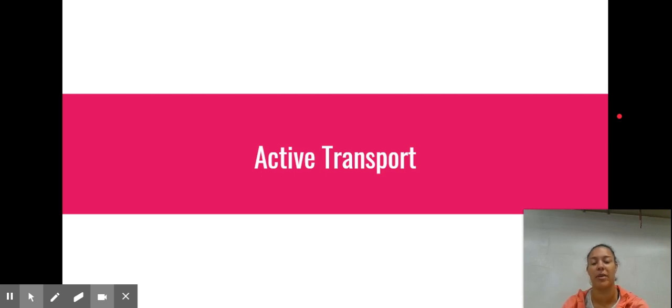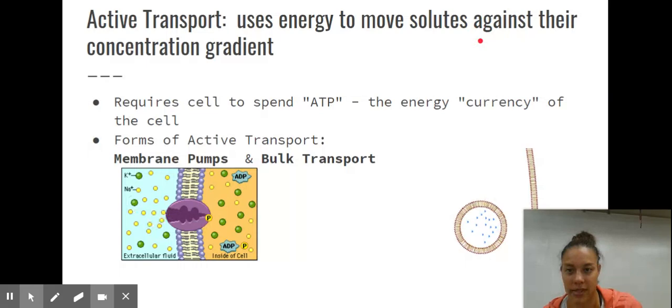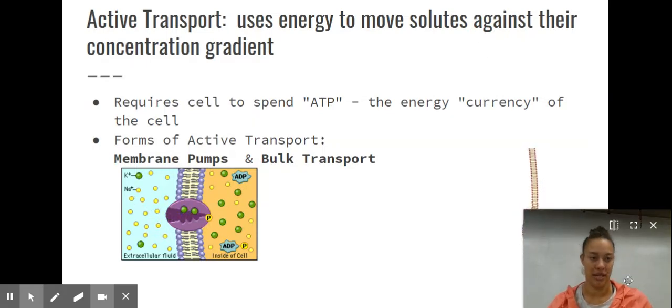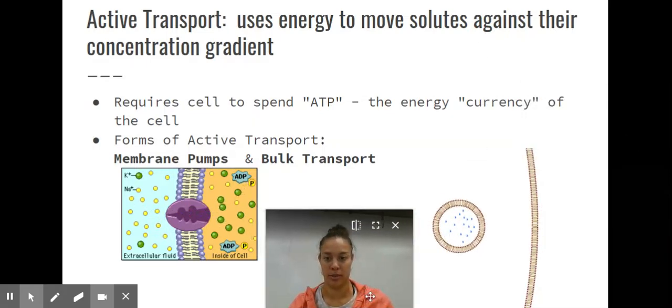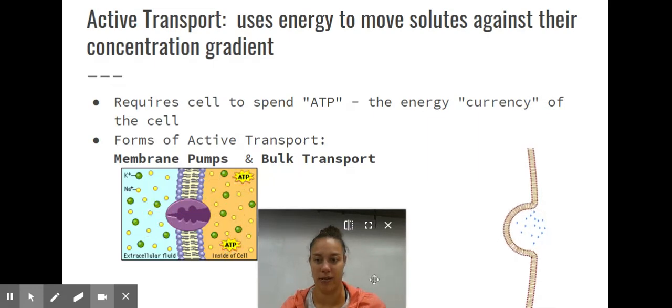All right, I'm going to talk about active transport with you next. And active transport is going to be very similar to our passive transport. Some features are going to be flip-flopped, and it's pretty easy to remember because of its name, active transport.